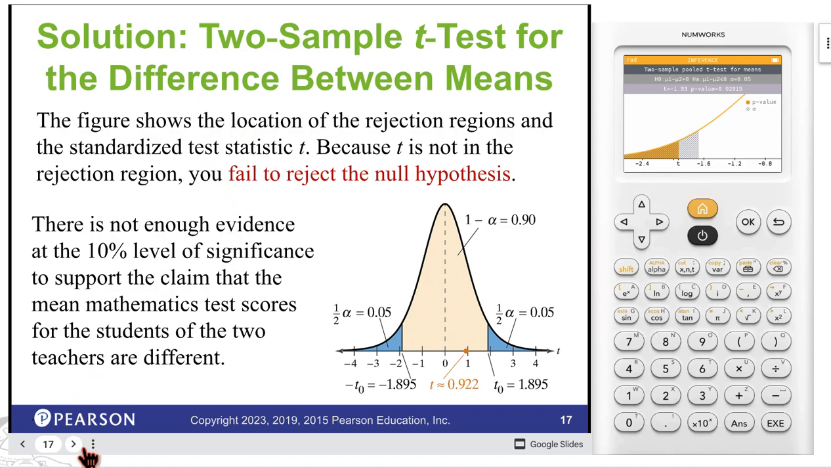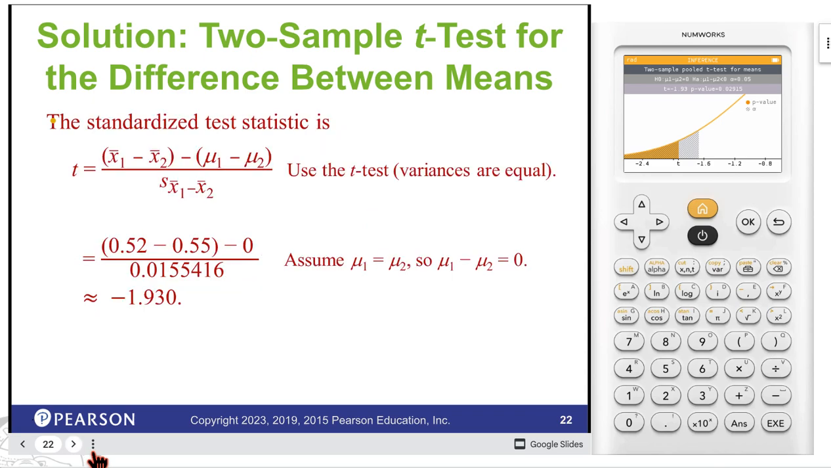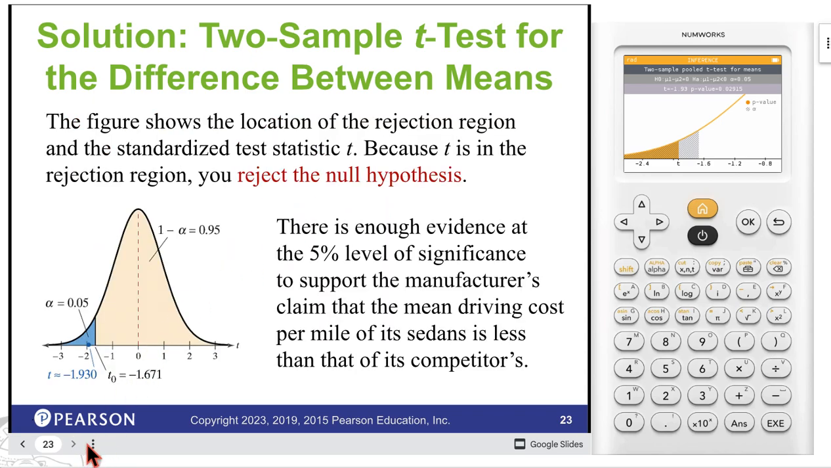And then if you keep going, you see the other example, and it's been worked out with the formulas, and you see that we reject the null. And when we reject the null, we do have enough evidence at this significance level, at least, to support the manufacturer's claim. Now, if we did a 1%, we would not have had enough. But at the 5% level, we do. Okay, so that's why that's important.